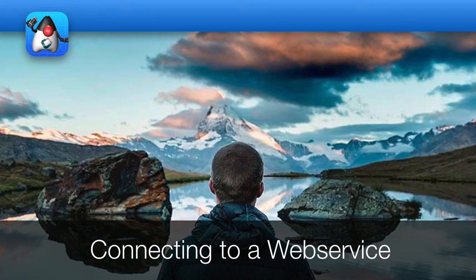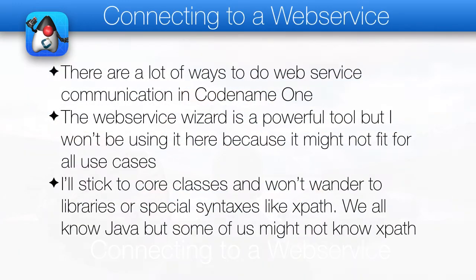In this lesson, I'm going to talk about connecting to a web service, a simple JSON web service using Codename One. Now, there's lots of ways to do web service communication, including a wizard that I'm not going to use in this particular case for many reasons, but mostly because I want to show the actual JSON connection, which is useful if you're connecting to any third-party solution.